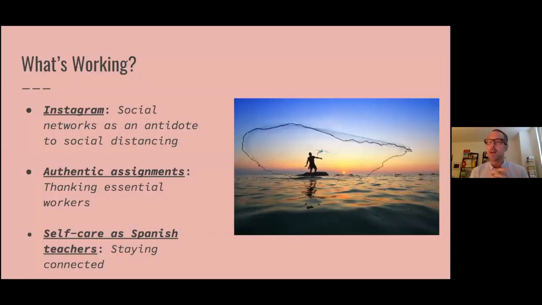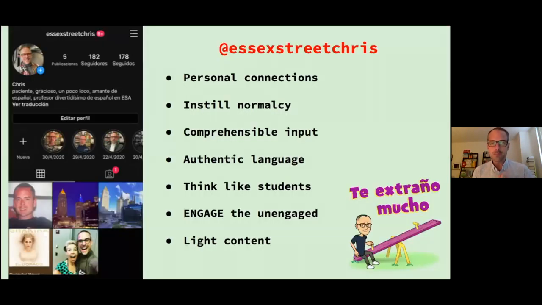So I'm going to talk about 3 things that are working for me today. The first is Instagram. And I really believe that for me, Instagram has been a social network that has been an antidote to social distancing. I'm going to talk a little bit about an authentic assignment that I gave to my students last week. And then lastly, I'm going to talk a little bit about how I take care of myself by staying connected with other Spanish teachers. So here it is, Essex Street Chris.